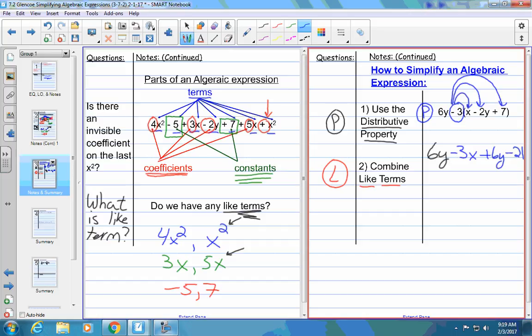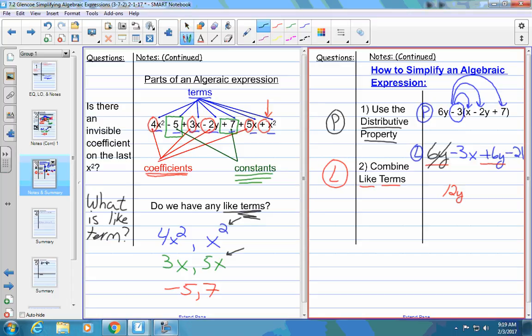Now our second step is to combine our like terms. Do we have any like terms? Yeah, you're right. 6y and plus 6y. Those are like terms. Not only that, they're the same number. It doesn't always happen that way, but you know. So what is 6y plus 6y? Yep, 12y.